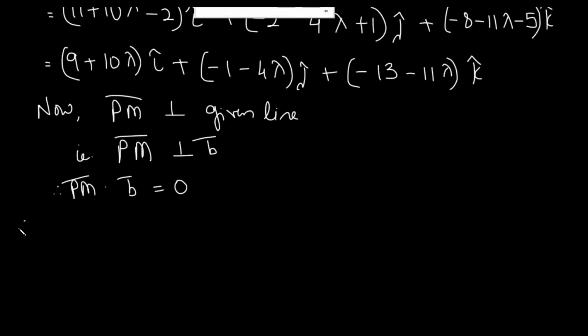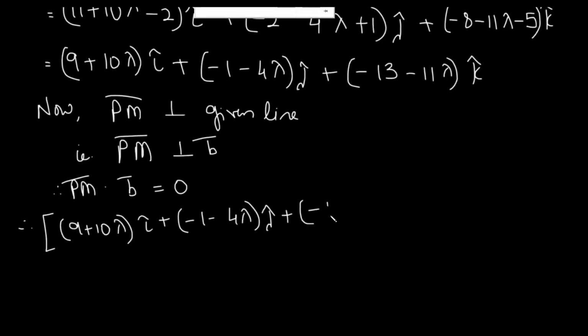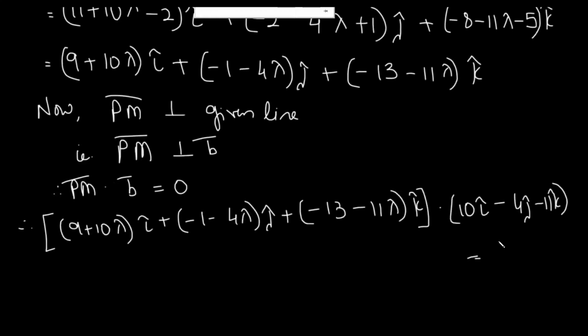And that means we can write over here (9 plus 10 lambda)i plus (minus 4 minus 1 minus 4 lambda)j plus (minus 13 minus 11 lambda)k, dot the vector B, which is 10i minus 4j minus 11k, and this is 0 actually.